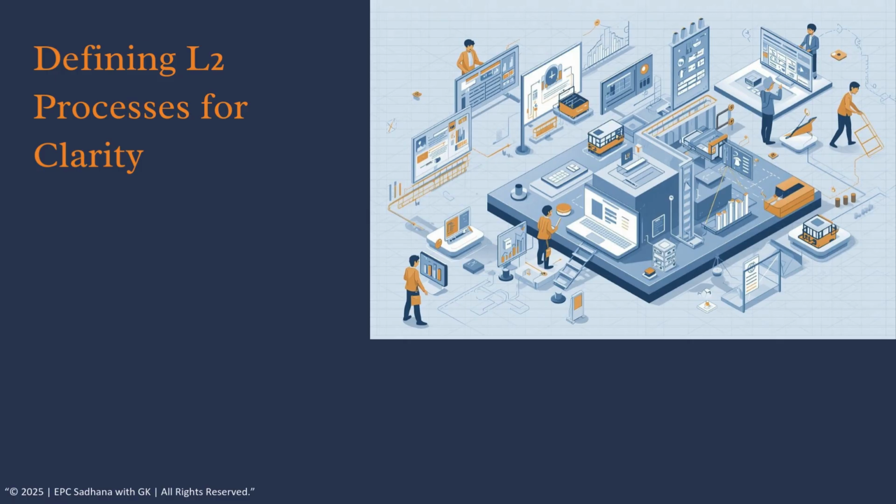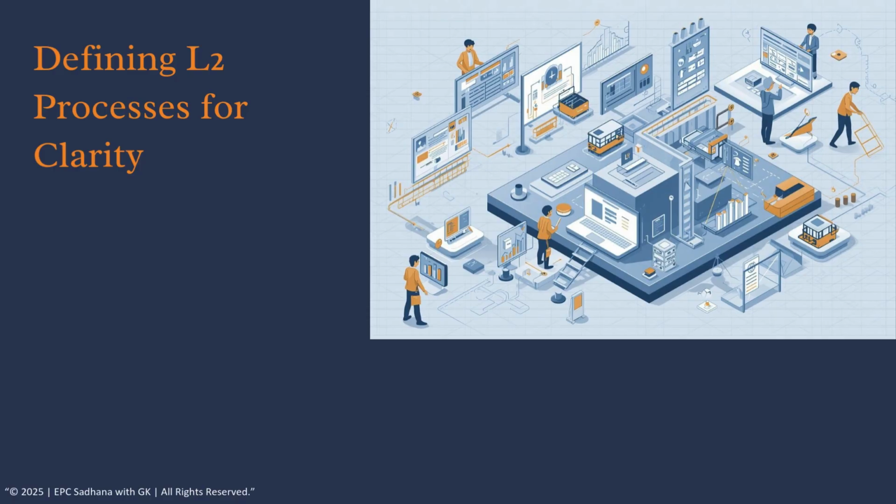So let us understand what is L2. L2 is actually the process level. We will be breaking each L1 into various L2 processes. For example, if procurement sits at L1 level as a process group, then vendor registration, RFQ, technical evaluation, PO, expediting, delivery, these would all be L2 processes. This is where the process document comes in.